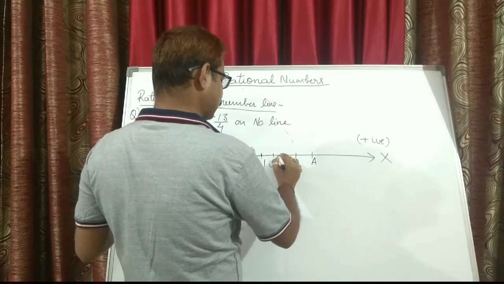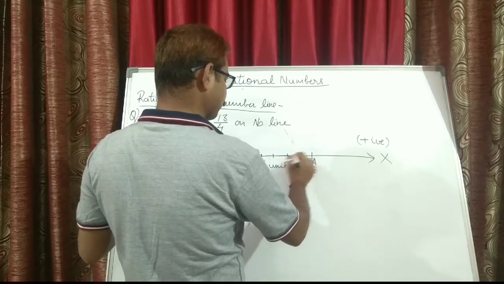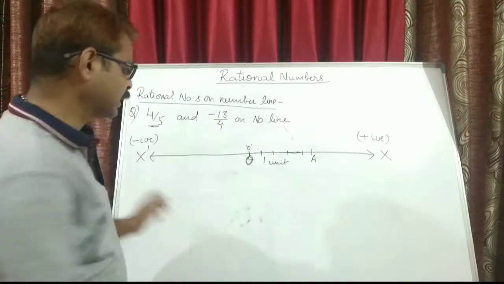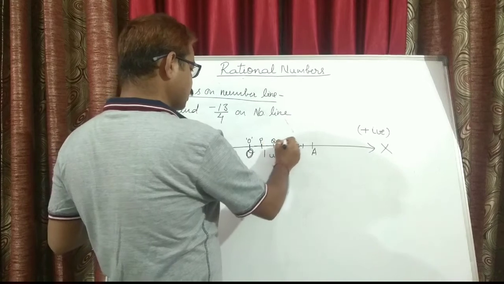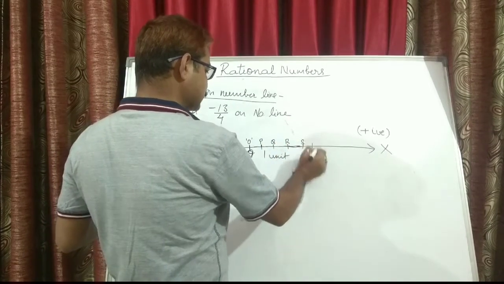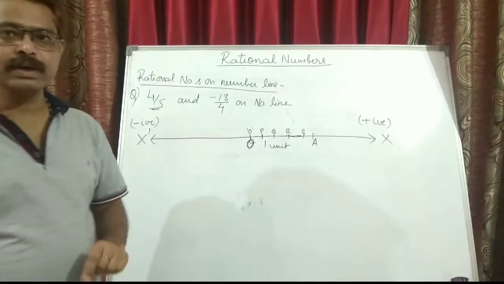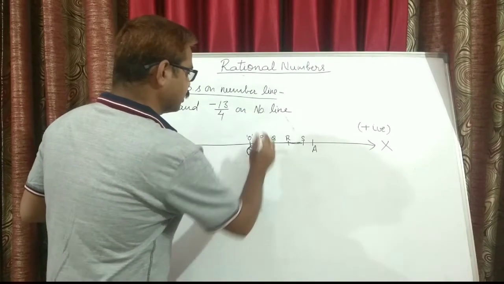I have divided them into 5 equal parts: 1, 2, 3, 4, 5. Let us name the points P, Q, R, S, and A. Means OP will be 1 upon 5. I am just rubbing it out.